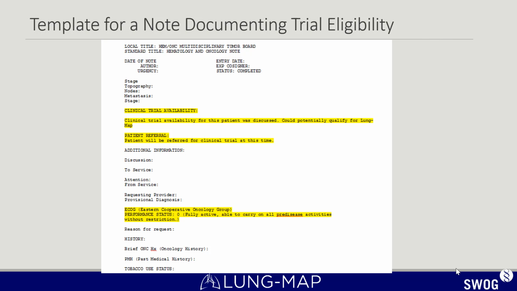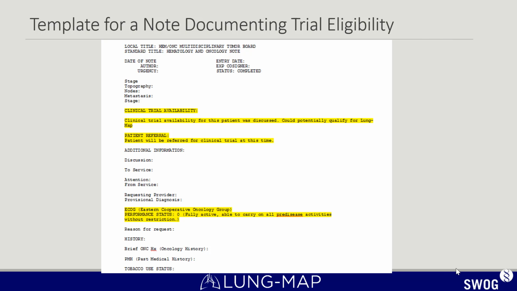All right, so here is the example of the tumor board note that we use at the VA. You'll see here it says clinical trial availability. If this patient was discussed, they could potentially qualify for LungMAP. Next we say the patient will be referred for clinical trial at this time. If we were talking more about pre-screening, we would say something to the effect of patient will be referred for clinical trial and discussion upon progression of lung cancer.